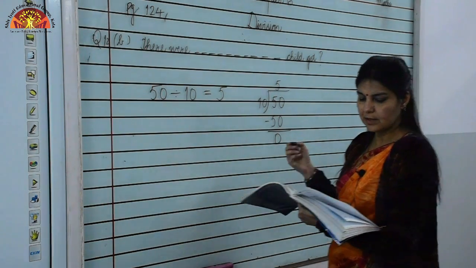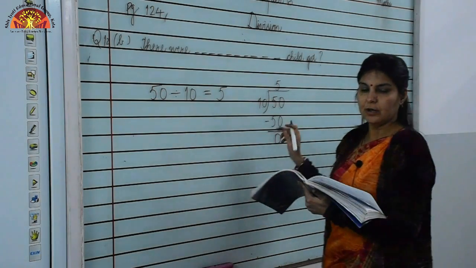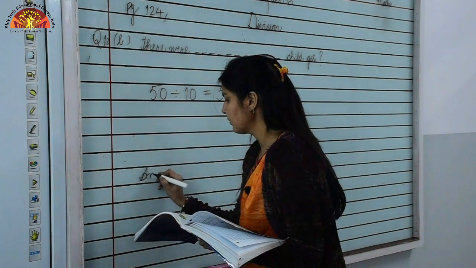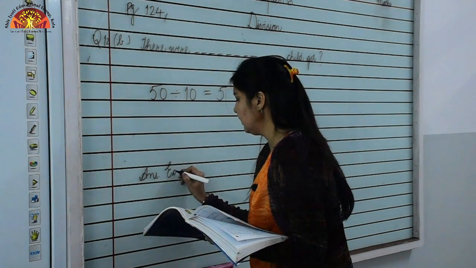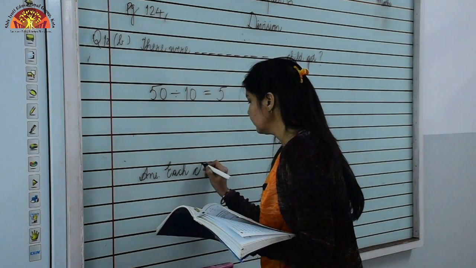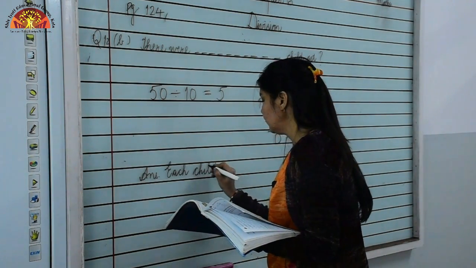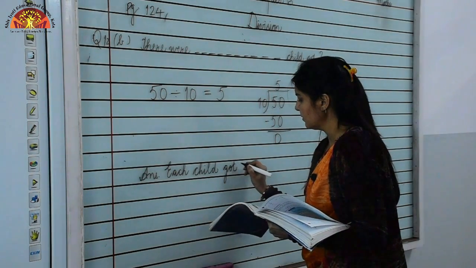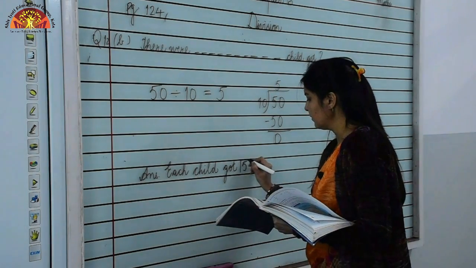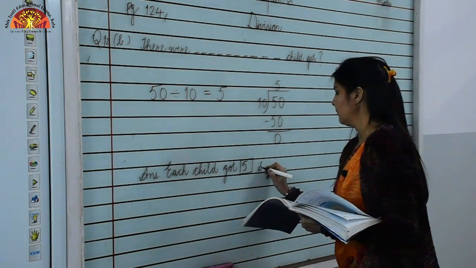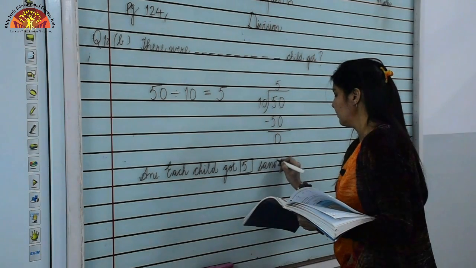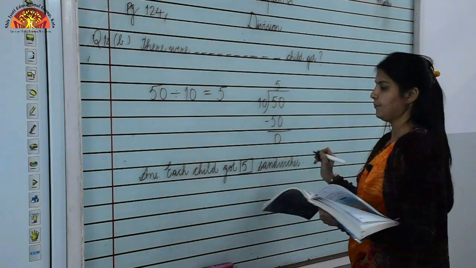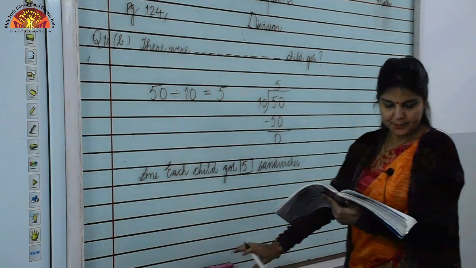So what is the answer, children? Each child got 5 sandwiches. We will write here the answer. Each child got 5 sandwiches. Now let's see one more sum, children.